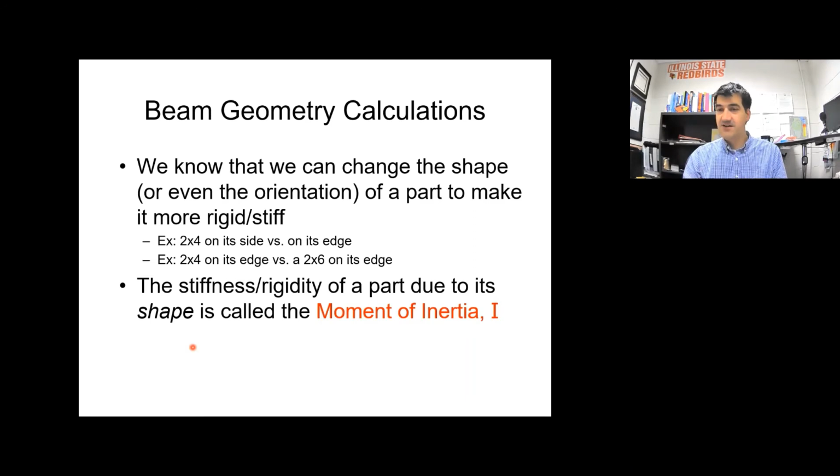And that all comes down to a quantity or variable known as the moment of inertia. And the moment of inertia, for some reason, the convention is to call it I. That is the variable or symbol that represents the moment of inertia.